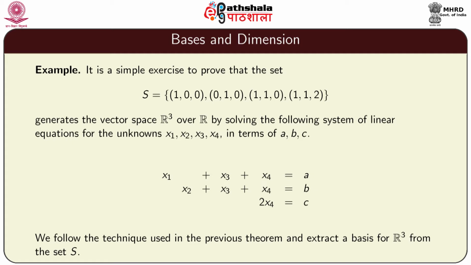Let us consider this example, and we follow the same technique that we used for proving the previous theorem, and we demonstrate how to extract a basis from a spanning set S. So, the vector space V in this case is R3 over the base field of real numbers. We have a set S consisting of these 4 vectors: (1,0,0), (0,1,0), (1,1,0) and (1,1,2).